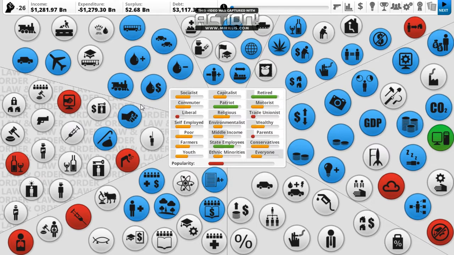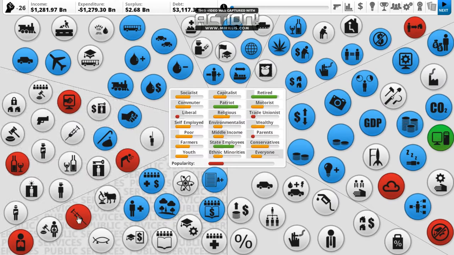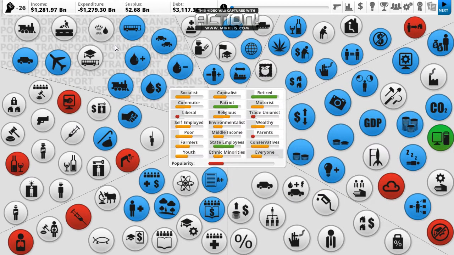So the main interface window, the policy icons and statistic icons are divided into these categories, starting on the left-hand side over here and going anti-clockwise. We have law and order, public services, tax, economy, welfare, foreign policy, and transportation. So in these different categories, you have three different kinds of circles. The blue circles are statistics, and these are things that describe to you the situation in your country. You cannot directly change the statistics.